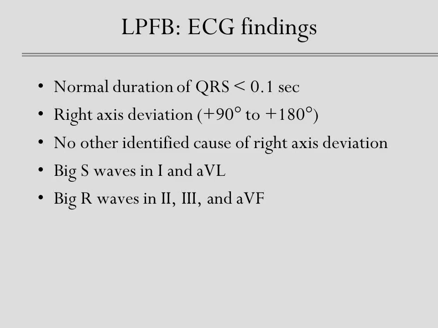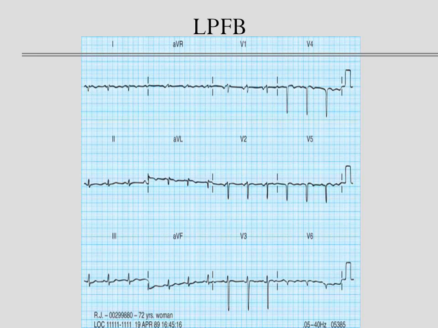LPFB ECG findings: normal duration of QRS, less than 0.1 seconds. Right axis deviation, +90 degrees to +180 degrees. No other identified cause of right axis deviation. Big S waves in I and aVL. Big R waves in II, III, and aVF. LPFB.